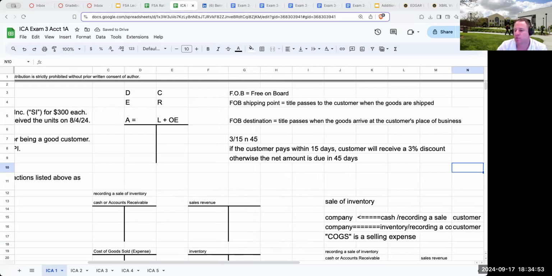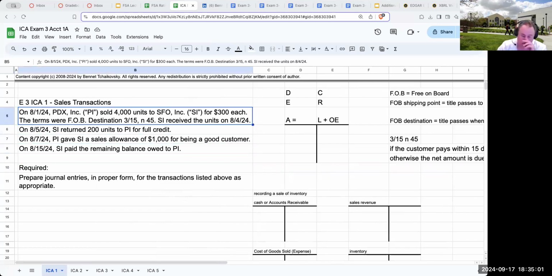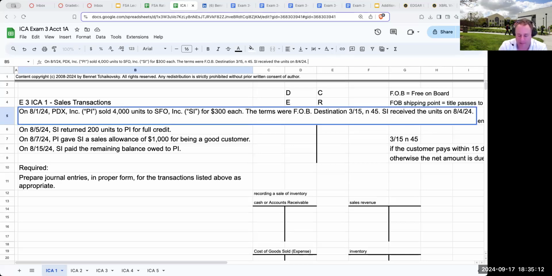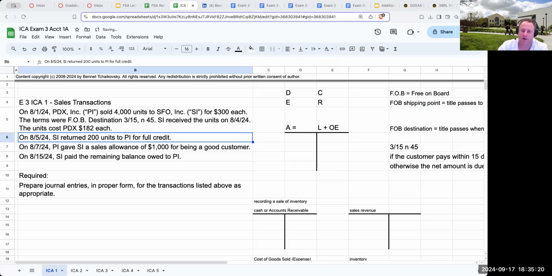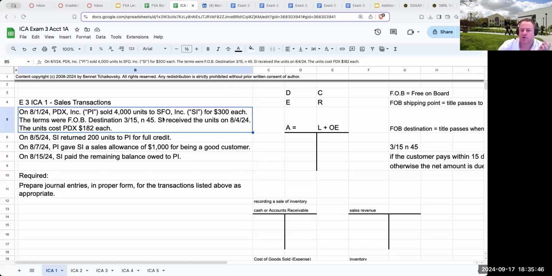So this is very, very important as we're learning how to record sales. Let's look at this first. So I sold 4,000 units to SFO for $300 each. Now, the one thing I forgot to do, and this is actually really important, is that the units cost PDX $182 each. Forgot to add that in there. I'm just going to pause real quick. Okay. So they received the units on 8/4/24. The units cost $182 each.